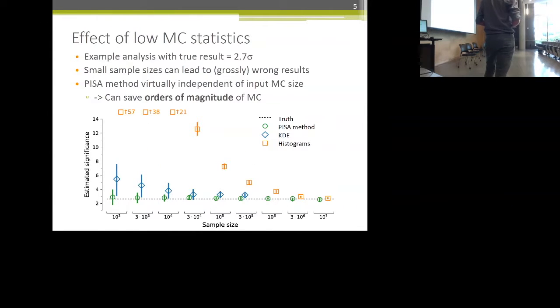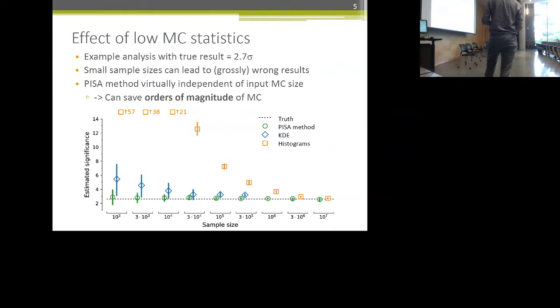So how does this look when you want to run an analysis? This is an example that is trying to measure the neutrino mass ordering. And from the true inputs, we know that the result should be 2.7 sigma. This graph illustrates the actual result that you get using the different methods with variable input sample size. If you have a very small Monte Carlo set of just 1,000 events and you throw them in a histogram, you're going to get ridiculous answers of something like 57 sigma in this case, where the true answer would be 2.7 sigma.